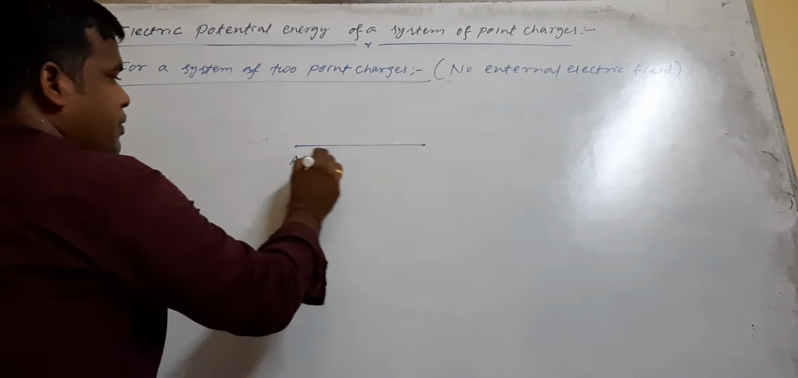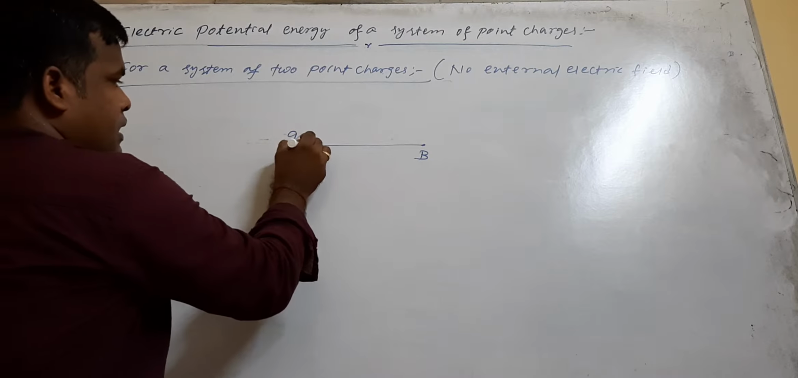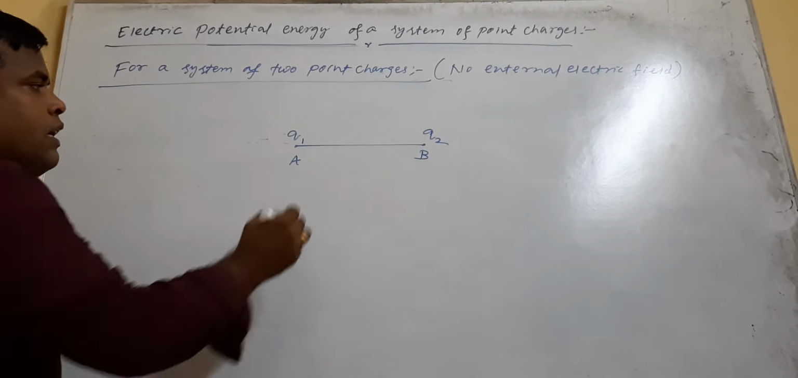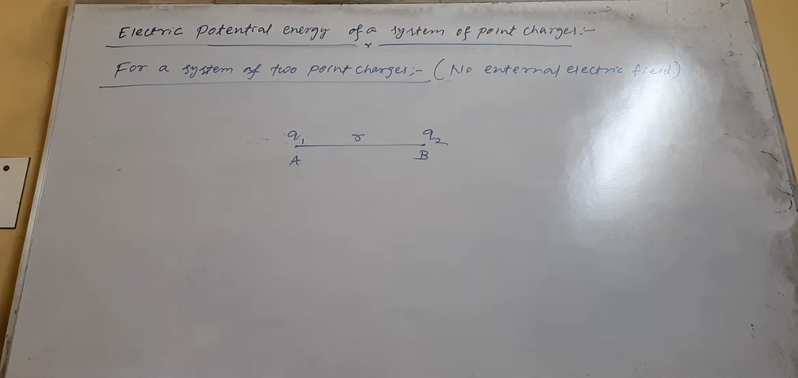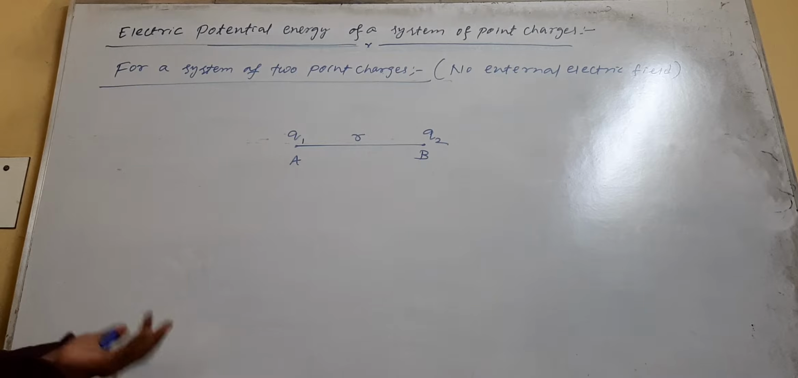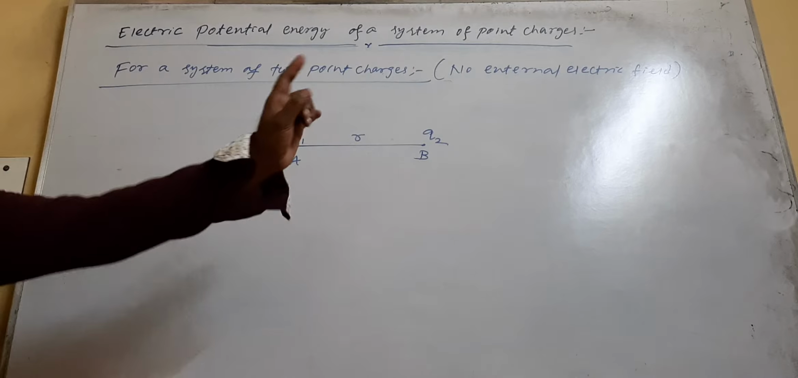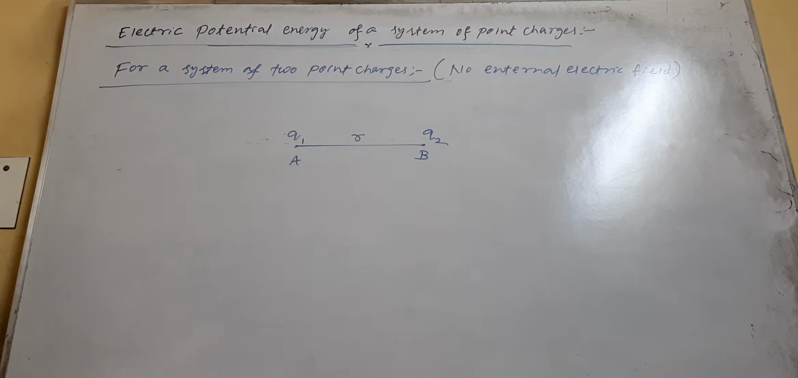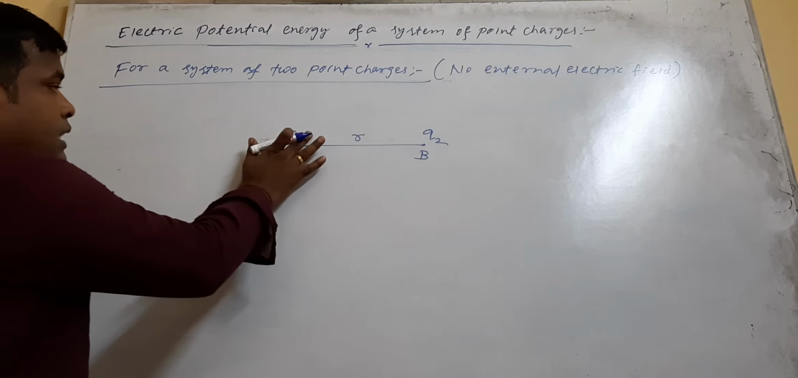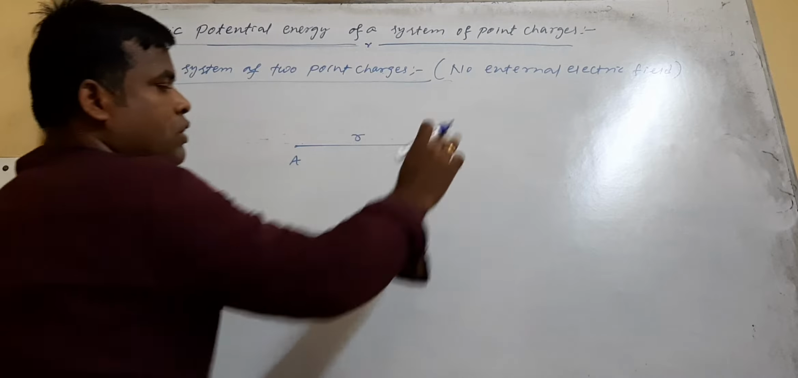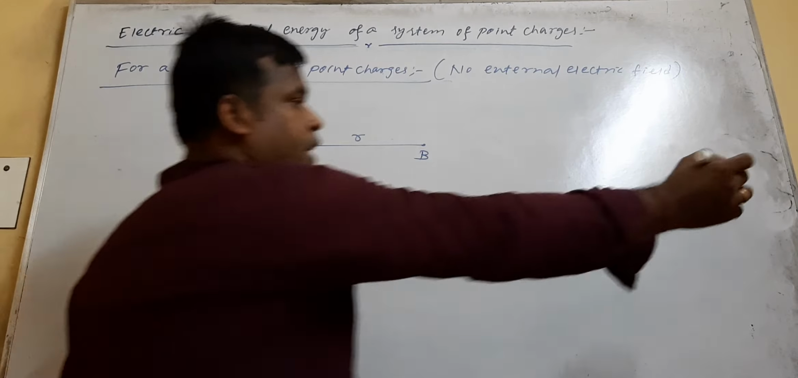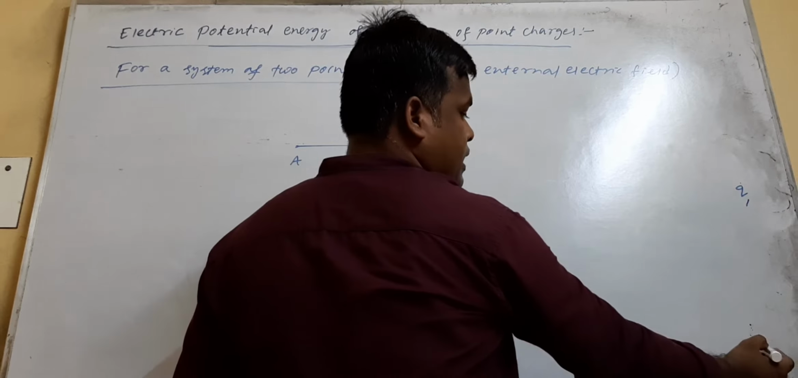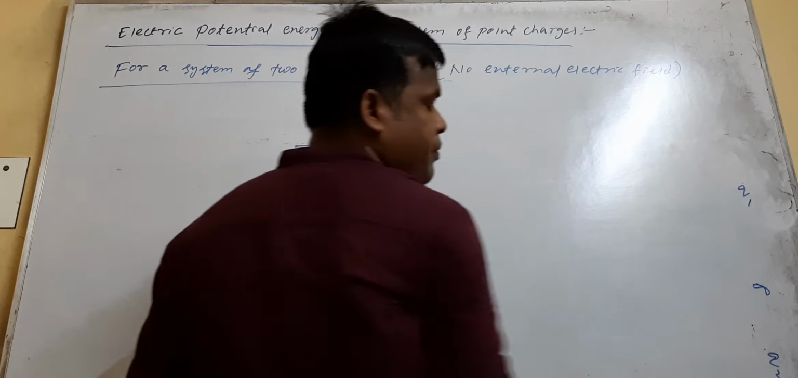Here you have two point charges Q1 and Q2. Let the separating distance be R. So what is the potential energy of this system of two point charges? That is the total amount of work done in bringing the charges from infinity to their respective places against the electrostatic force. That means initially you assume there are no charges. Suppose the charges Q1 and Q2 are at infinity.